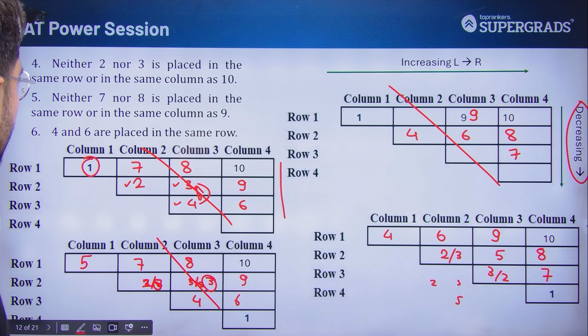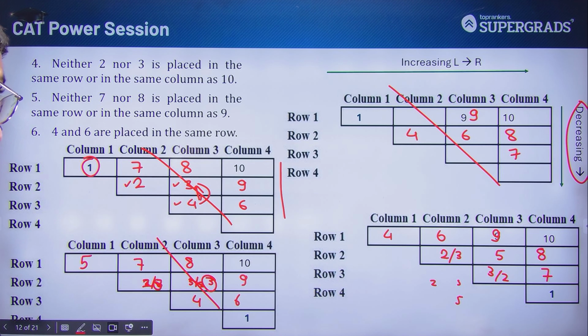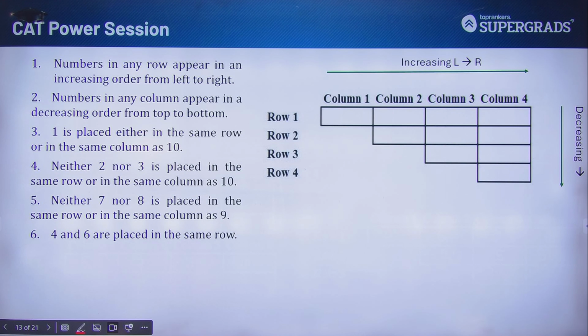And let's proceed to the next part, that 9 is frozen. Yes, 9 is at this place. 9 is here, 9 is here. And then let's read everything. Numbers in any row appear in increasing order from left to right. It is already happening. Numbers in any column appear in decreasing order from top to bottom. It is already happening. 1 is placed either in the same row or in the same column as 10.